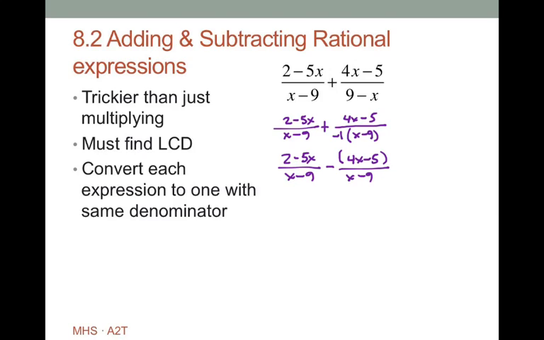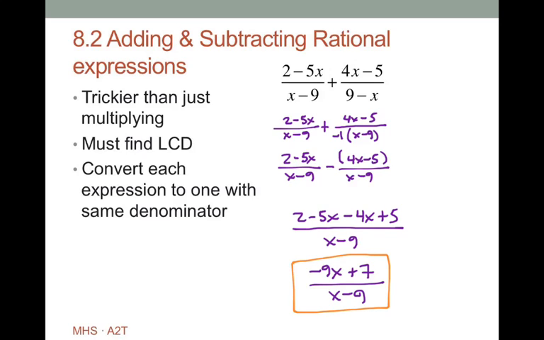Now I have the same denominator. I can combine like terms, put them all over one denominator, 2 minus 5x minus 4x plus 5, simplifying to minus 9x plus 7 over x minus 9. And that would be the final result. And we could say that x cannot be equal to 9. And that's the only value where that is true.